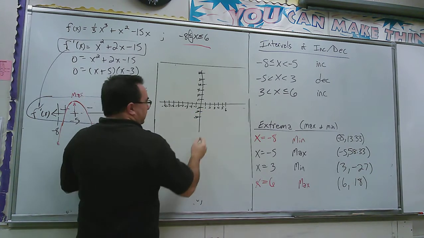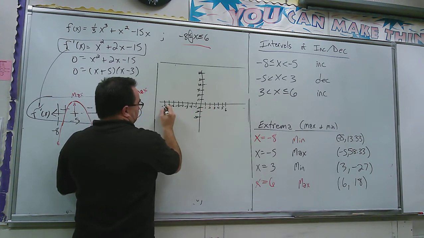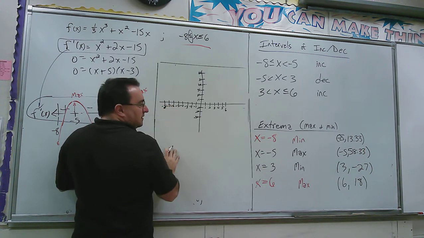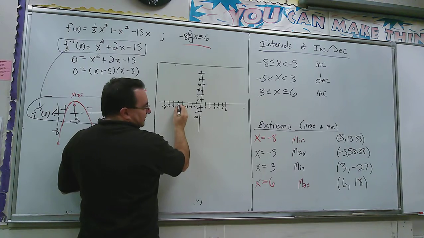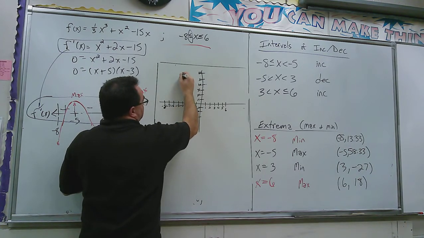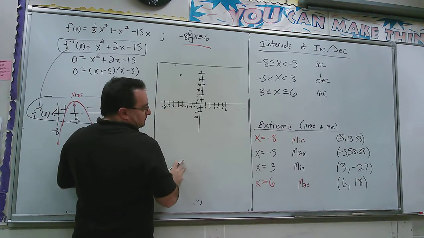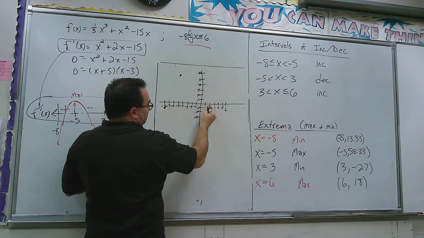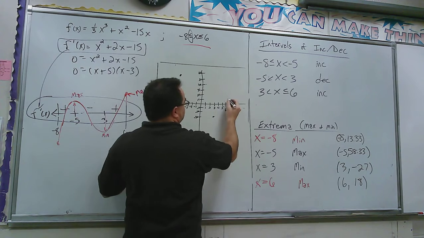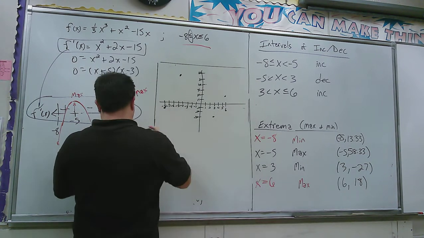So when I graph it, I have minus 8, a little bit below the minus 10. I have minus 5, way up at 58.33. And then I have 3, negative 27. And then 6, 18.